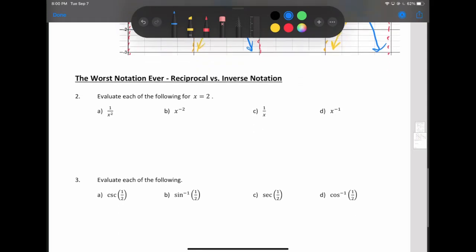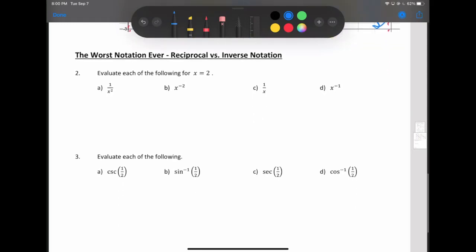And now I'd like to talk about notation that makes me angry. I don't know who came up with this or why, but someone screwed this up. Okay, so let's just try question 2. We have 1 over x squared, and we want to evaluate that for x equals 2, so I'm just going to say that that's 1 over 2 squared is 1 over 4. Pretty easy.